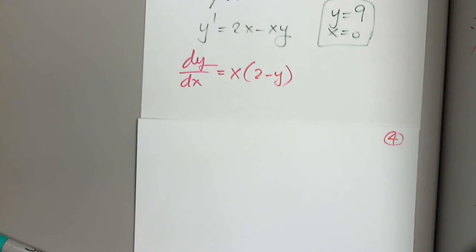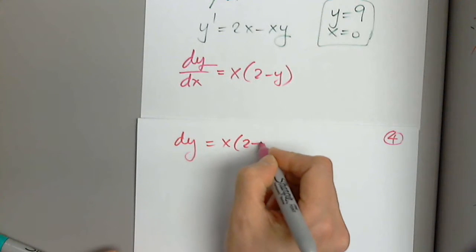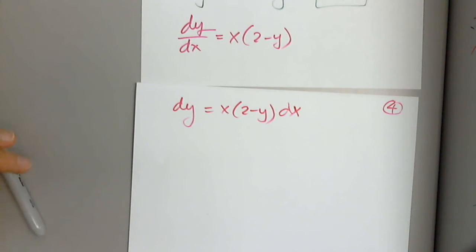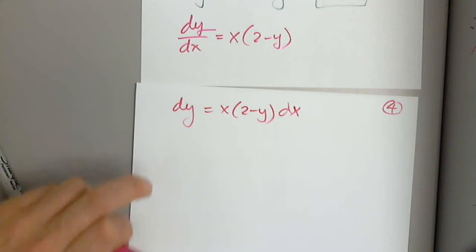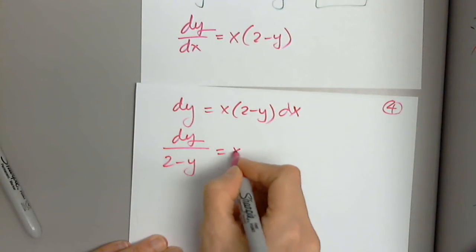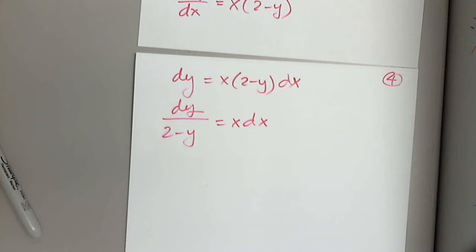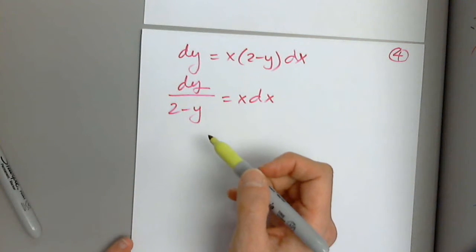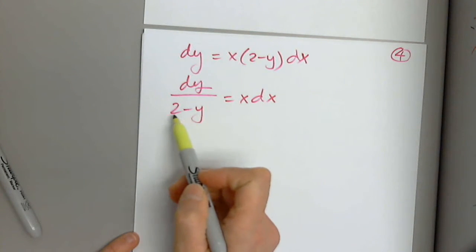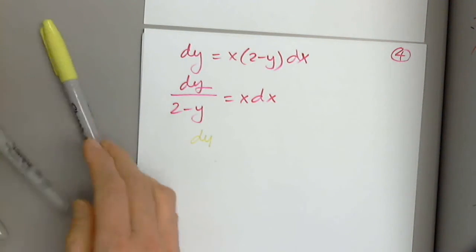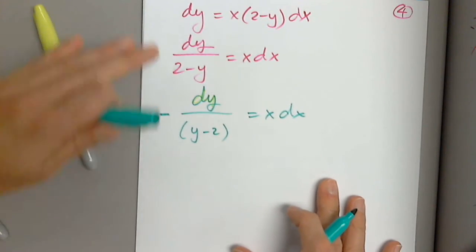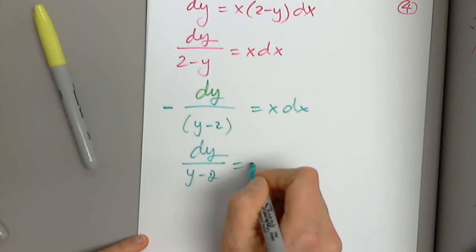You can do it in two steps. You can multiply both sides by dx first. Let's do that because it's clear. And then we have to divide both sides by, I don't want x on this side, 2 minus y. So dy over 2 minus y equals x dx. Good. So what I would like to do is factor out negative 1 and put it on this side. Dy, negative in front, y minus 2 equals x dx, or dy over y minus 2 equals negative x dx.